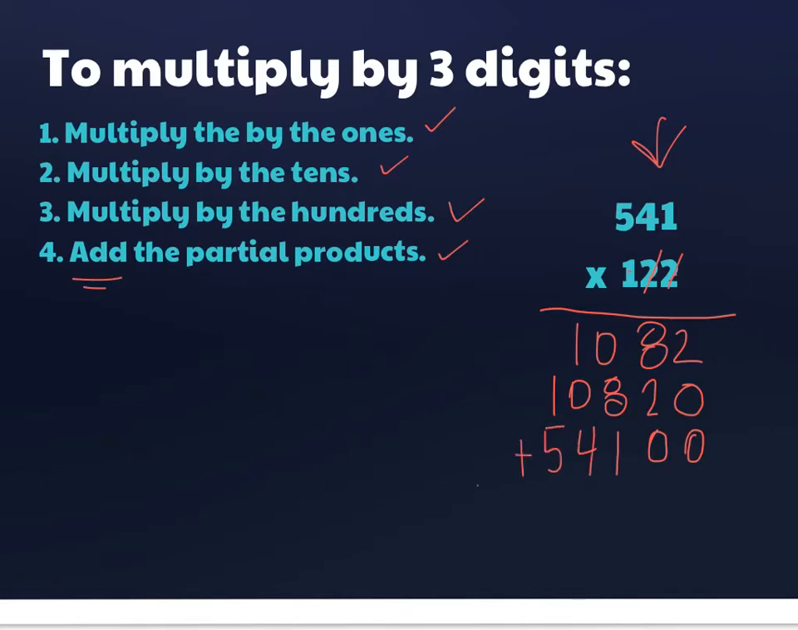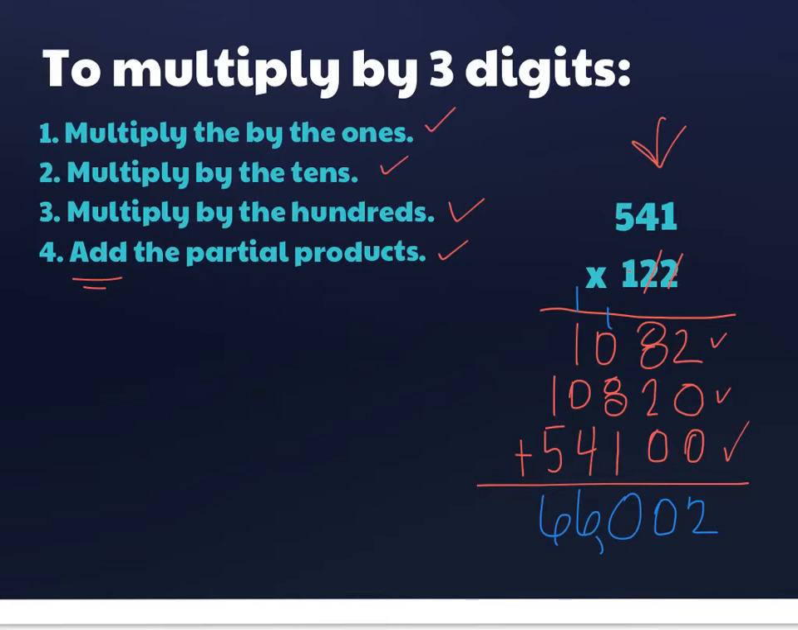And so now I have multiplied by the ones, by the tens, by the hundreds, and I want to add my partial products. So to add my partial products, I get 2. 8 plus 2 is 10. 8 plus 1 is 10. And then 2 plus 4 is 6. And then 5 plus 1 is 6. So I get 66,002.